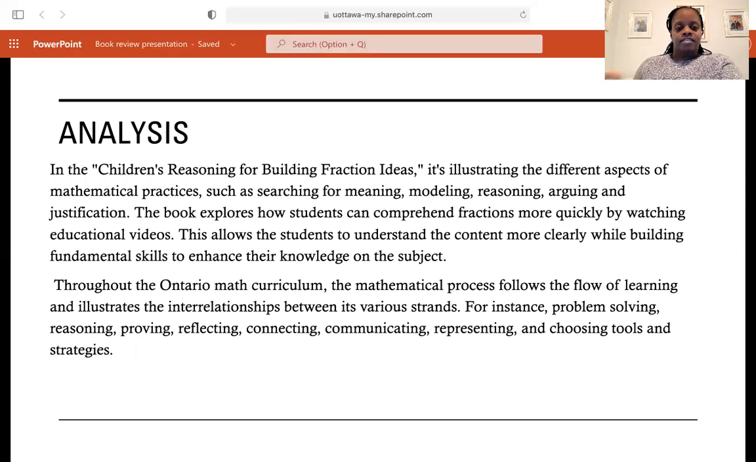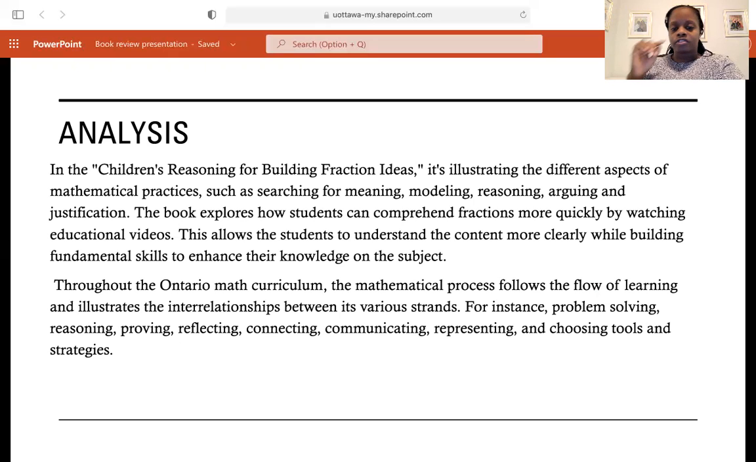Next is an analysis between the educational resource, Children Reason While Building Fraction Ideas, and the Ontario Math curriculum, and my focus strand is fractions. The book illustrates the different aspects of mathematical practice, such as searching for meaning, modeling, reasoning, arguing, and justification.